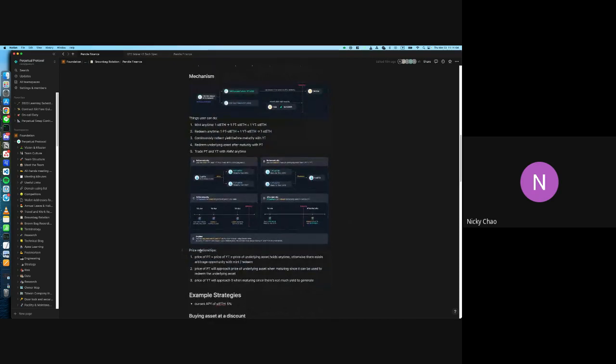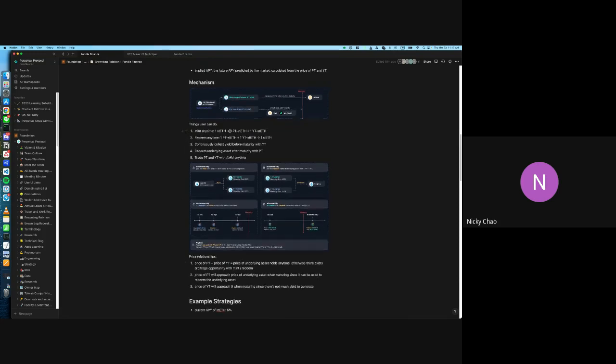Here I'll cover some price relationships. First of all, the price of PT means the market price of the PT. The market price of PT plus the market price of YT will always equal the price of the underlying assets. Because if it's not, there will be some arbitrage opportunity, because you can mint PT and YT with one stETH at any time, and also you can redeem it. So if the price is different, you can just mint and sell for profit.